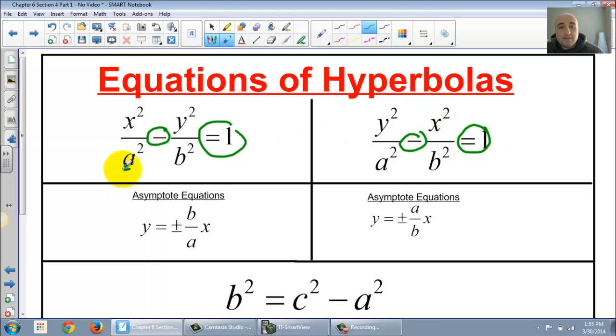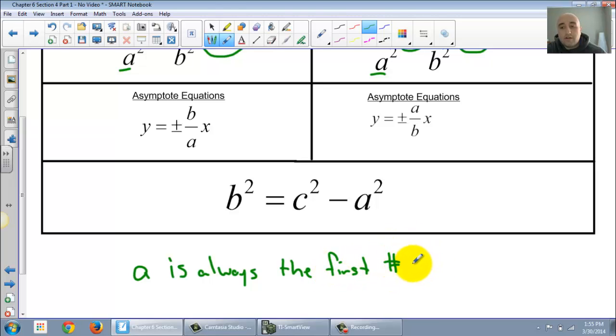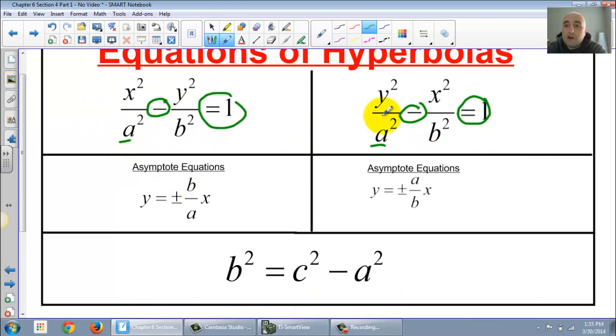But notice where the a is. The a is always in the front. So that's one thing we have to jot down about hyperbolas: a is always the first number on the bottom. When we talked about ellipses, remember a was always the biggest number on the bottom. Now a is always the first one, so no matter if it's the smallest or biggest, it's always going to be the first one.